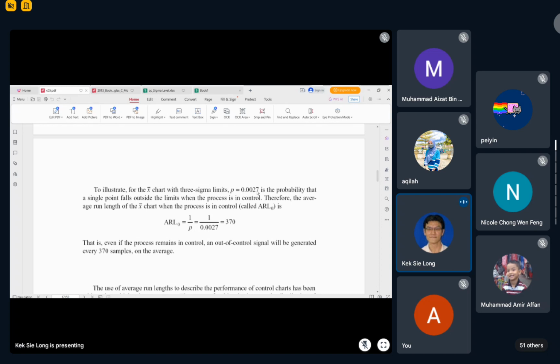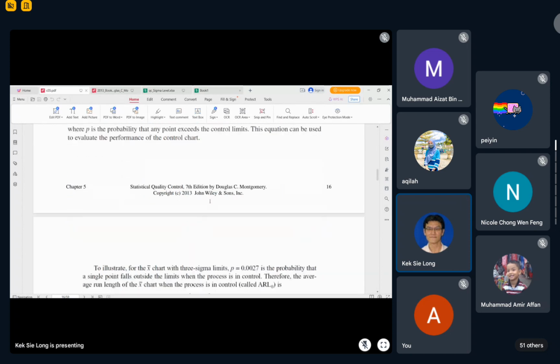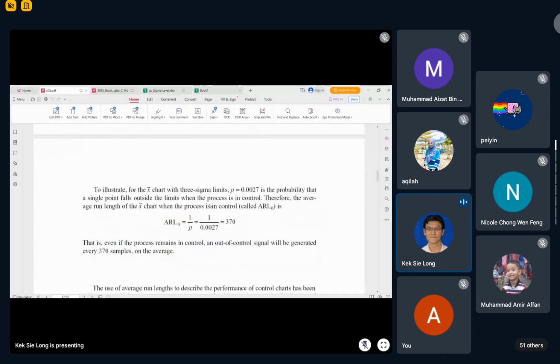So find the average run length, ARL. The average number of points that must be plotted before a point indicates an out of control condition. Yeah, so this is the meaning of ARL.